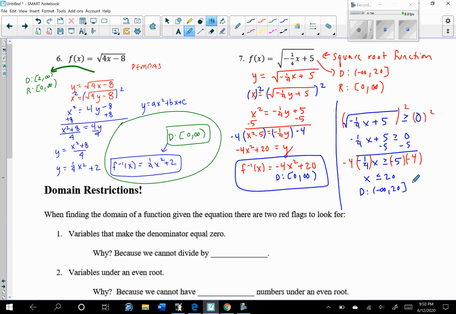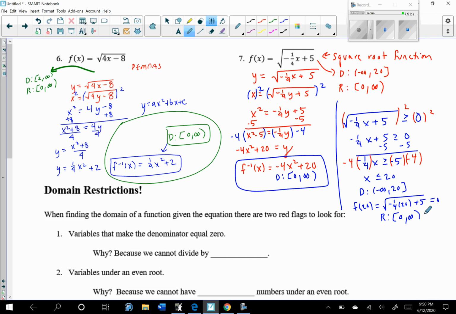To find the lowest range value, you use your lowest domain and just plug it in. So if I were to do f of 20 into my equation, negative 1/4 times 20 is negative 5, and negative 5 plus 5 is 0, and the square root of 0 is 0, so this is equal to 0. That's how you find your range. So in this case, bracket 0 to infinity.